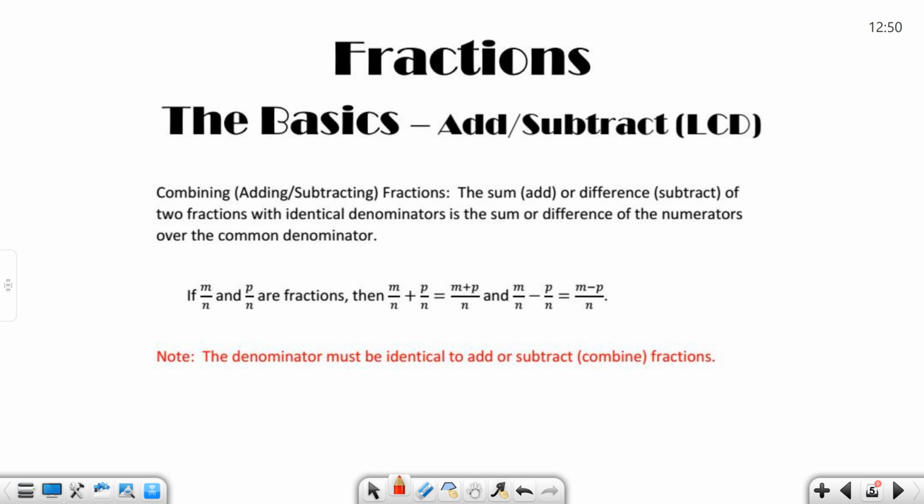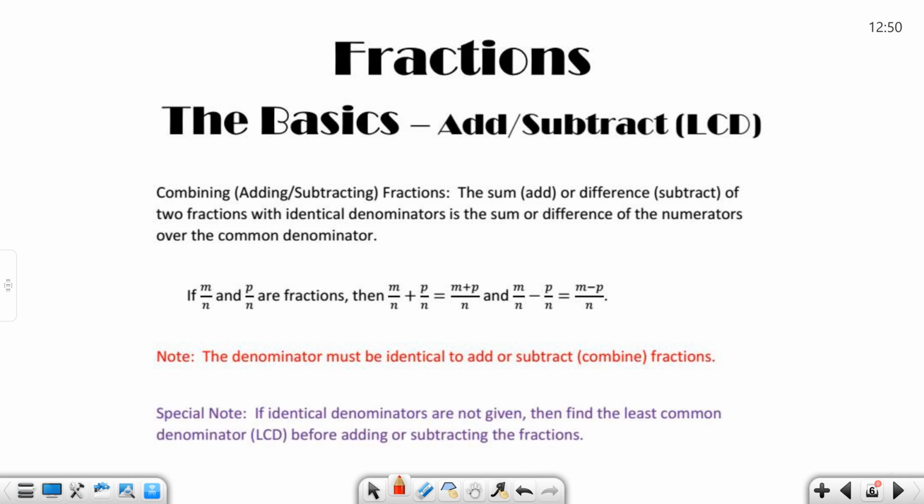Note, the denominator must be identical to add or subtract, which is to combine fractions. Here's a special note: if identical denominators are not given, then you must find the least common denominator, the LCD, before you add or subtract those fractions. If you have trouble finding the LCD, or you don't understand what I'm doing when I'm finding it, you can watch my video, Least Common Denominator, LCD, the basics.